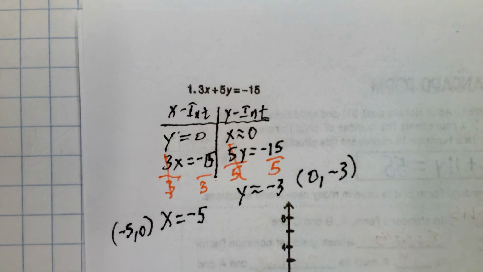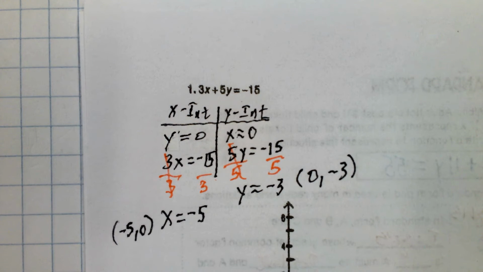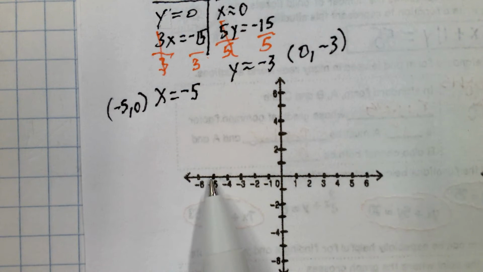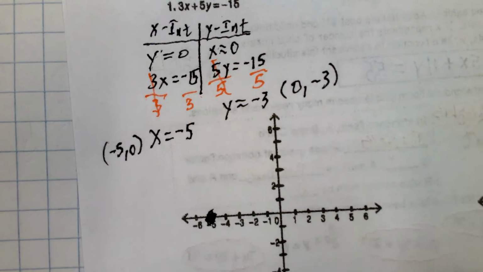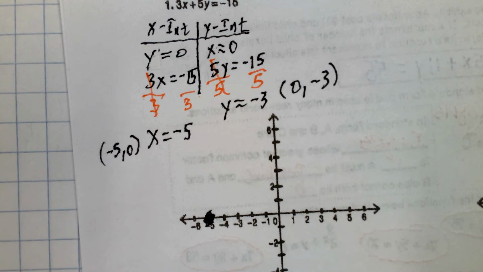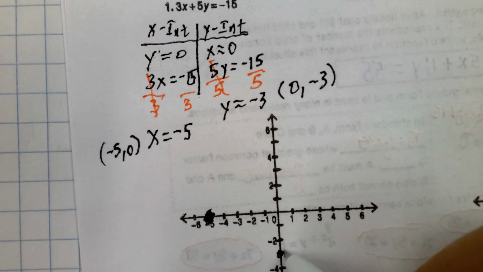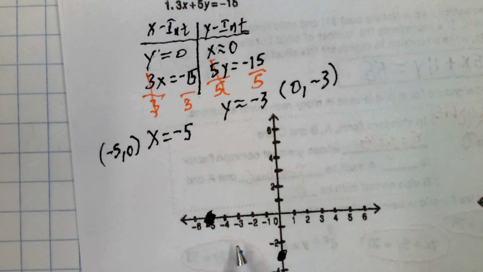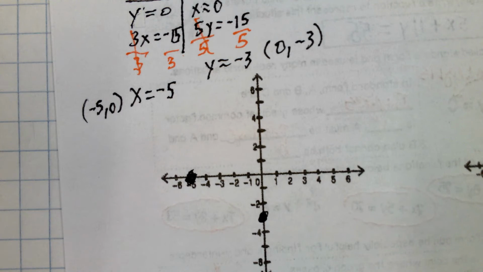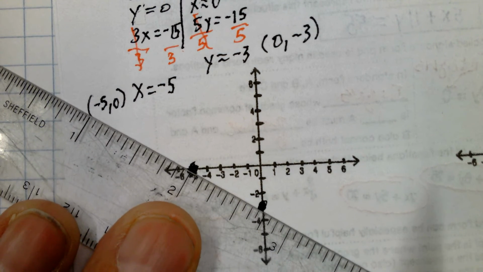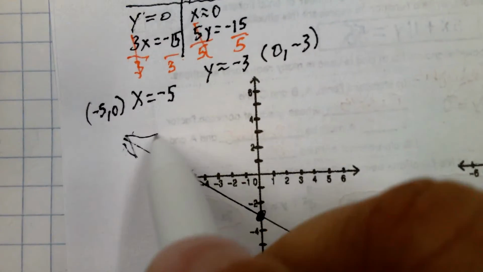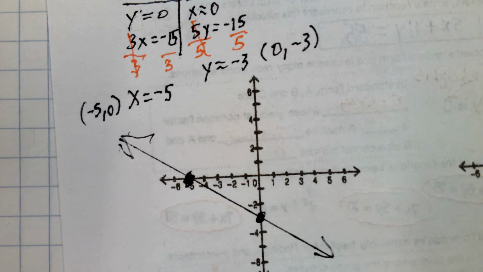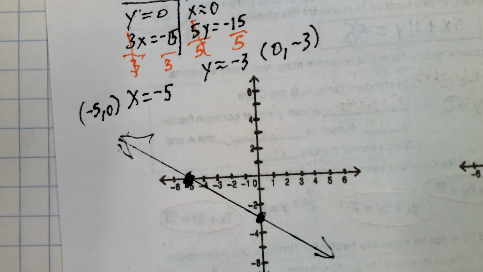Let's plot these points. So let's find negative 5, 0. It's right there. Oops. Negative 5, 0, right there. So that's the point we got from this. Nice and big. Okay, let's find 0, negative 3. Right here. This point here we got from this. And line up your ruler. And draw your line all the way across. And goes like that. Okay? Any questions?